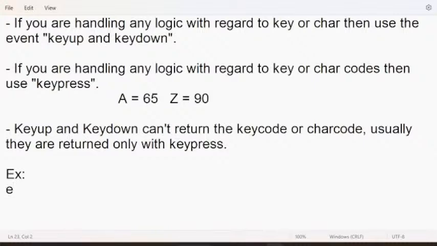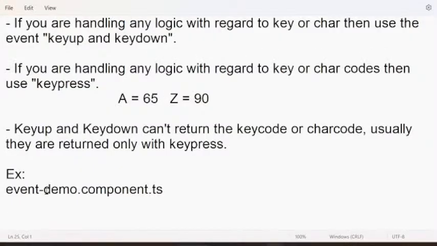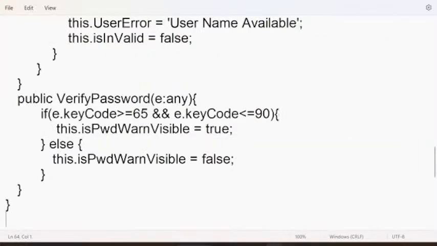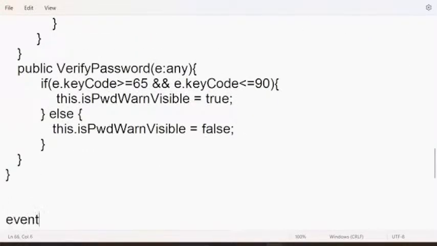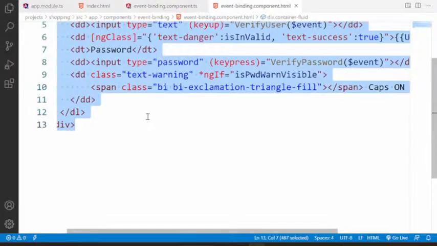So here we will define event-demo.component.ts. This is the event binding. This is another one, event binding. And the binding.component.html, HTML code is this one.